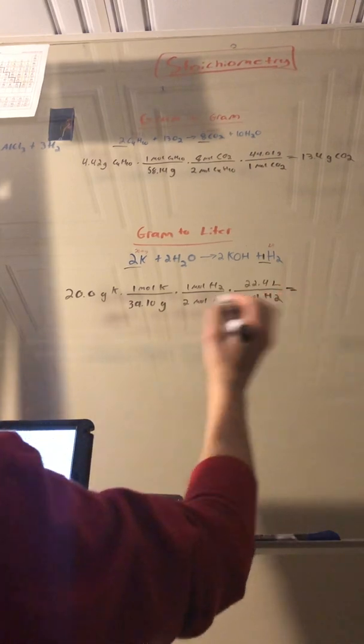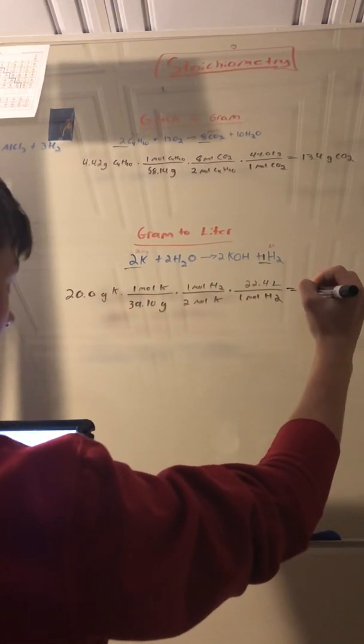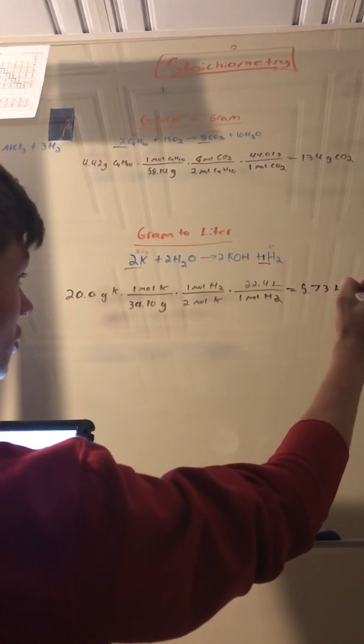And then again, just multiply straight across. It's going to give you 5.73 liters of H2.